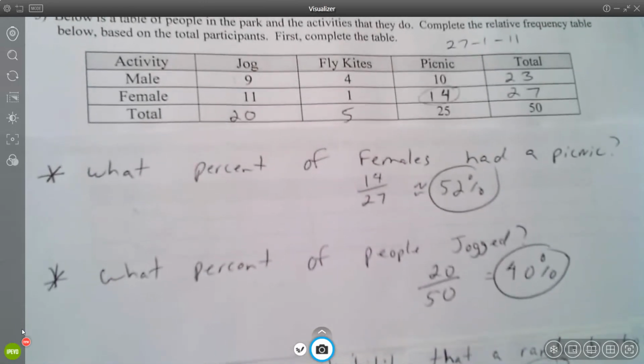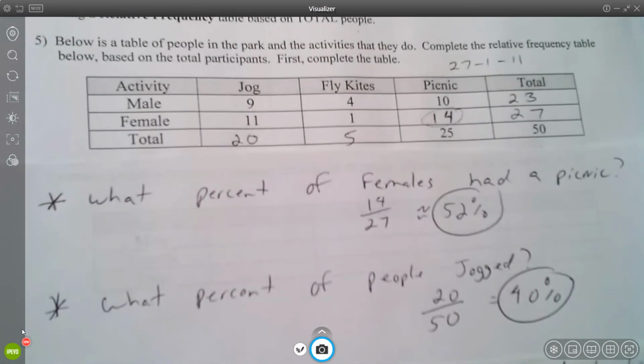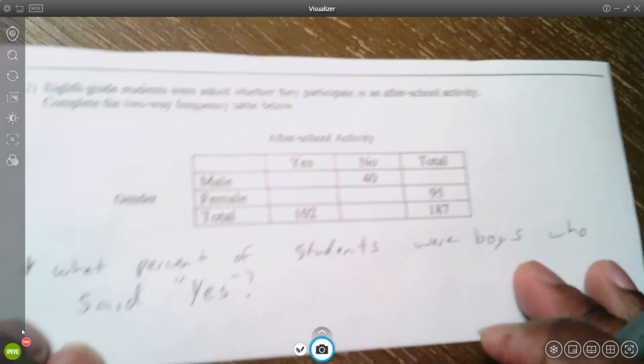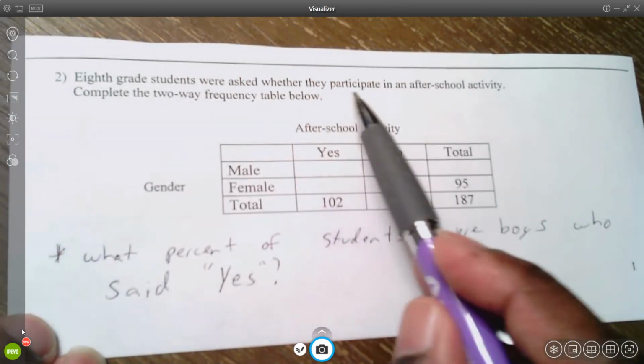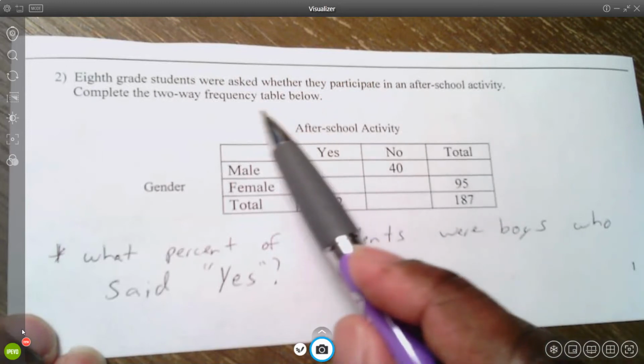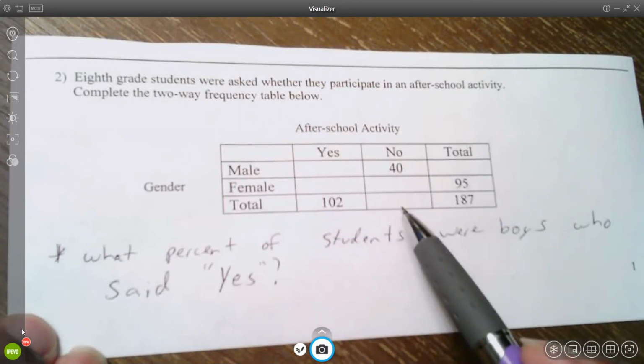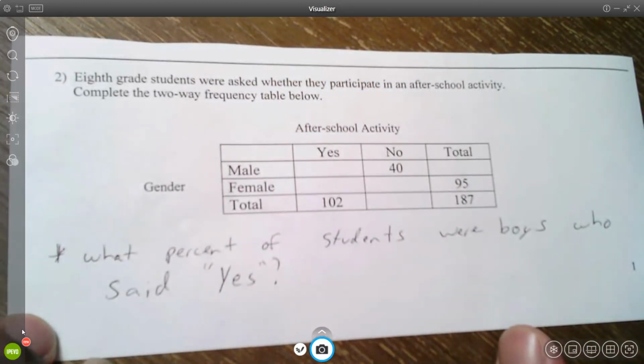So that's how we actually do the frequency tables. I've got some more of them though. This is a new one. Same idea. This has 8th graders who were asked whether they participate in after school activities. So first, fill out the table. You can pause the video and see if you can figure out what the missing spaces are. But I'm going to fill it out now. So give it a shot though. Pause it and see if you can answer the question.